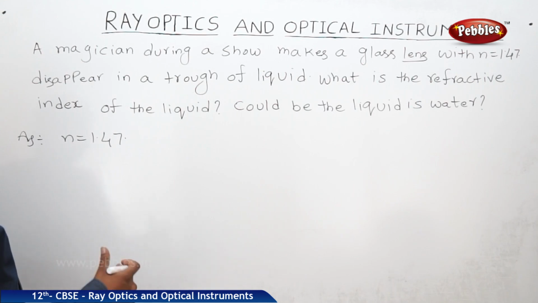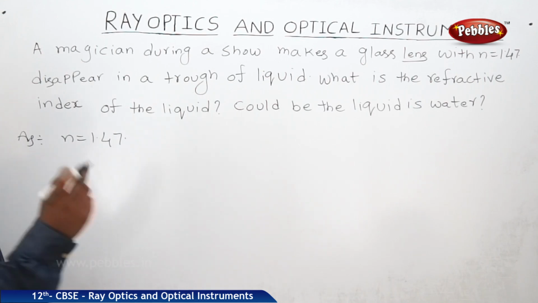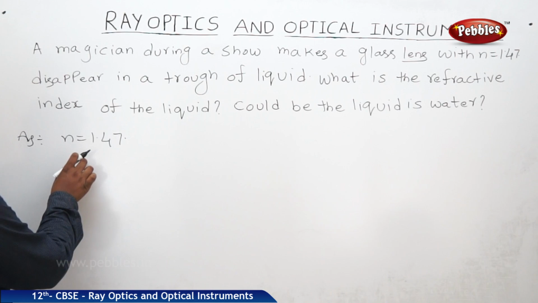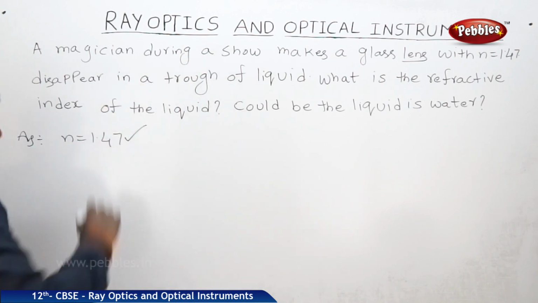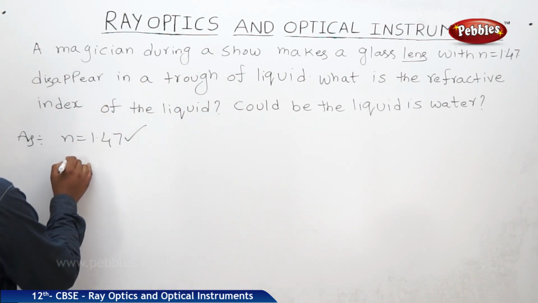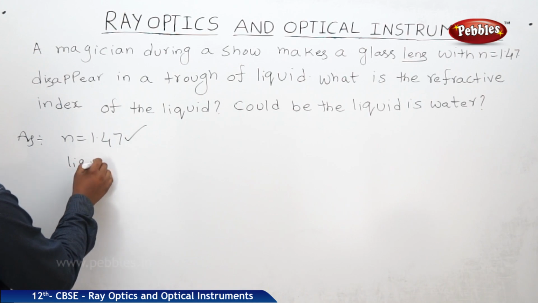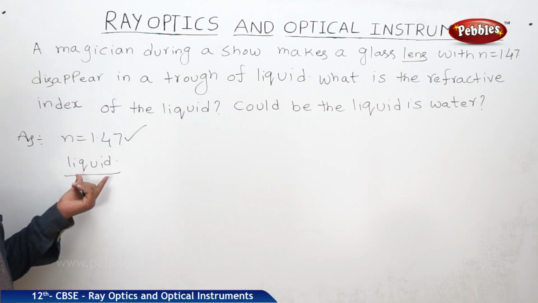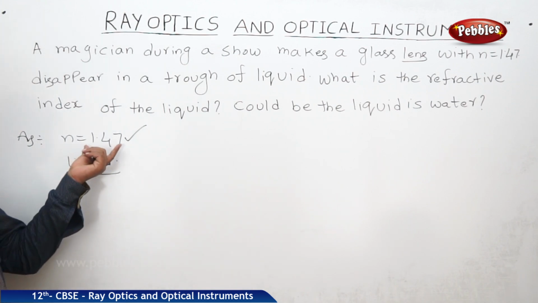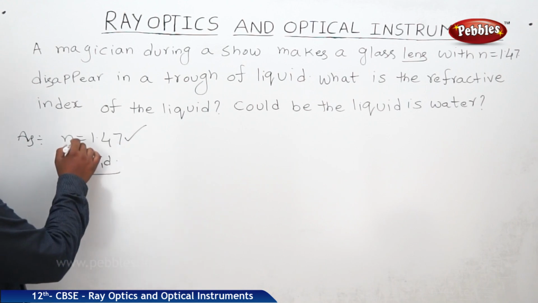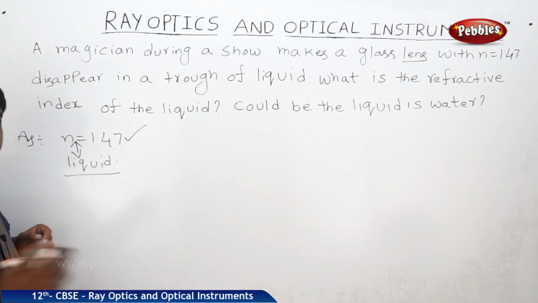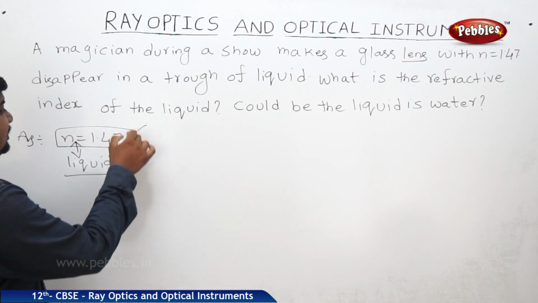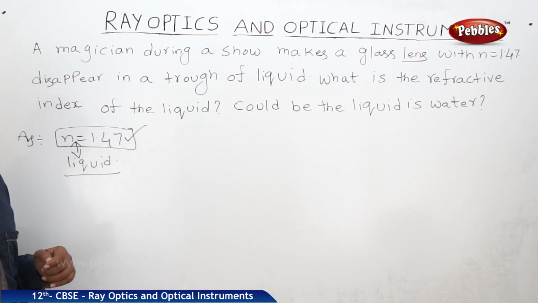And this one has disappeared in a trough of liquid. It means this glass lens, which has a certain refractive index, disappears when it is in a liquid, because of the trough of the liquid. So what is the refractive index of the liquid? Whenever the liquid's refractive index is equal to that of the glass, the two will merge with each other, and the glass lens will disappear.